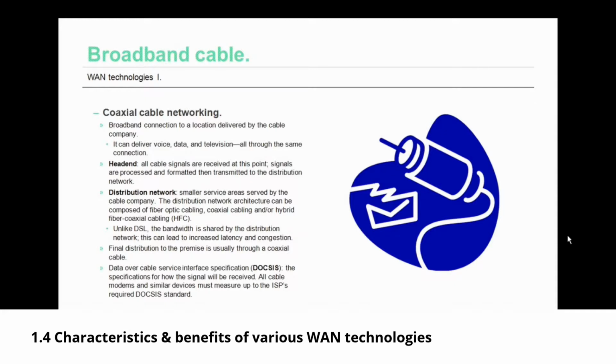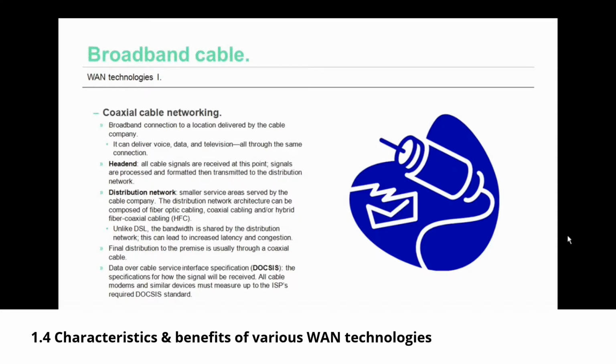This is where all the cable signals are received. The signal is then processed and formatted and then transmitted to the distribution network. The distribution network is a smaller service area served by the cable company. The distribution network architecture can be composed of fiber optic cabling or coaxial cabling and/or a hybrid fiber coaxial cabling, or HFC.